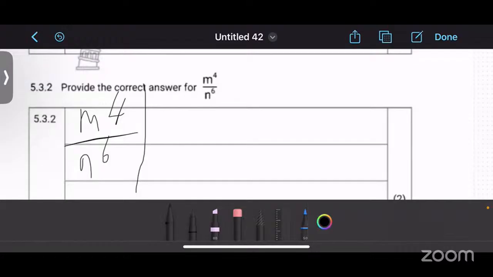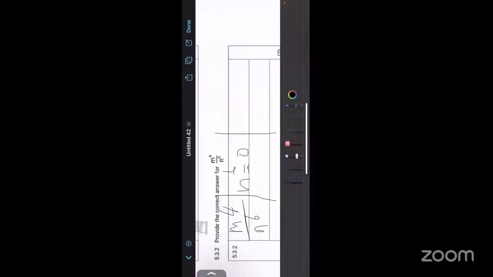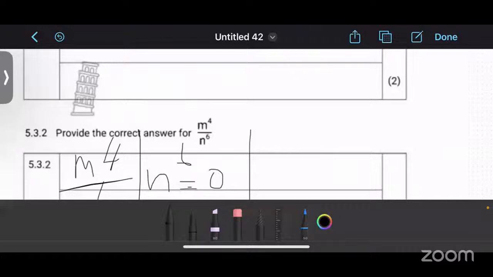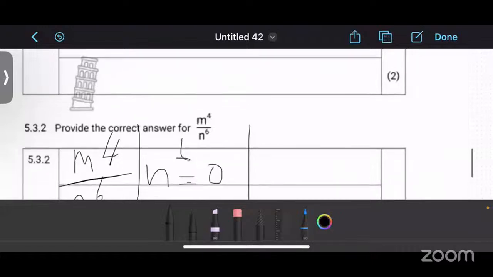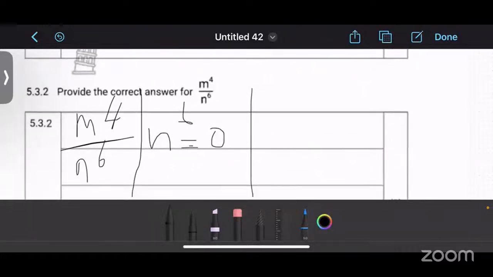Ma'am, is it n to the power of 6 equals 0? And how did you get here? This is Ule. How did you get here, Ule? Ma'am, because I asked my mom, then she helped me with this one, but she says she's not sure.